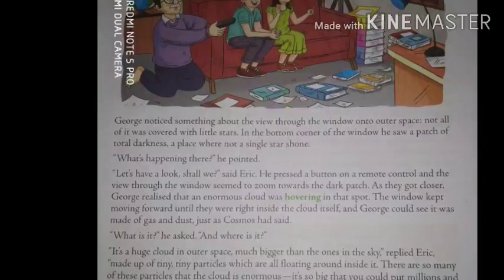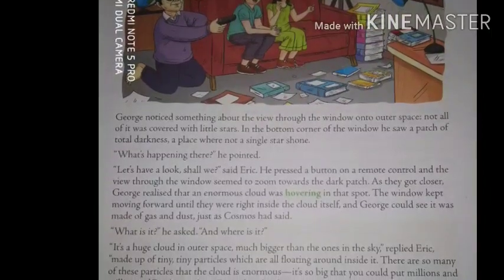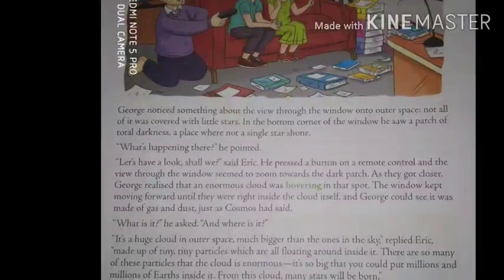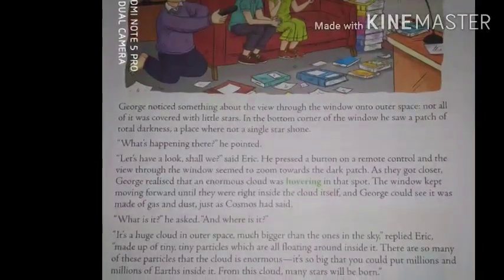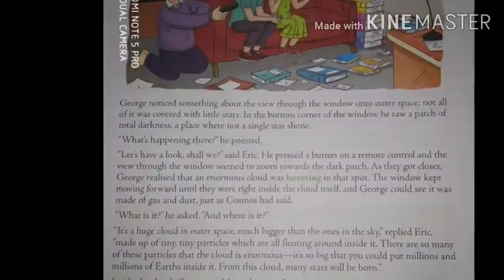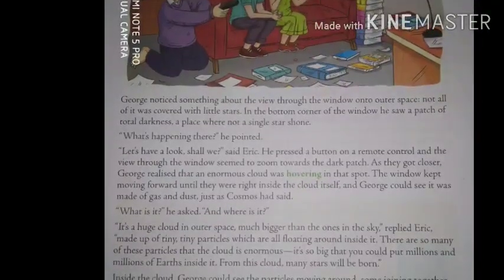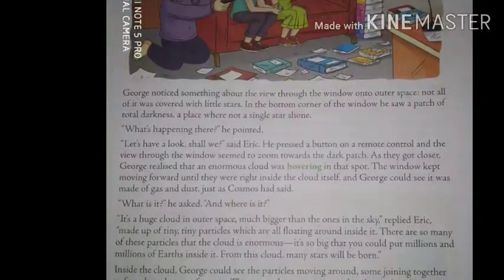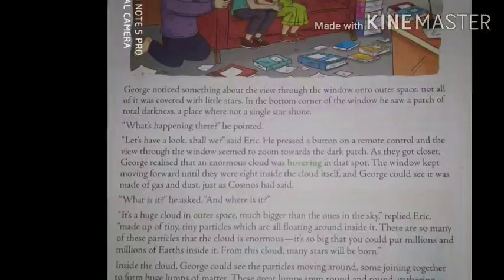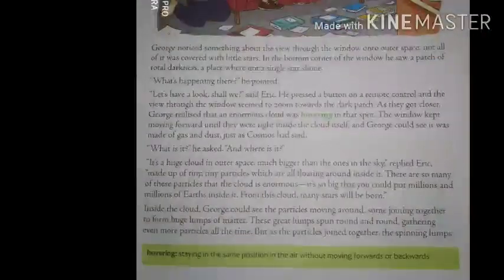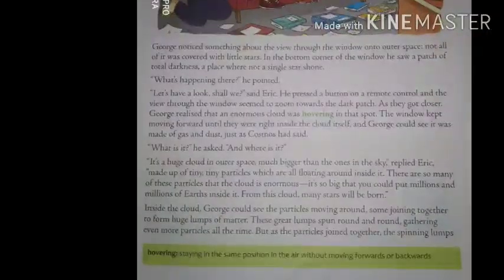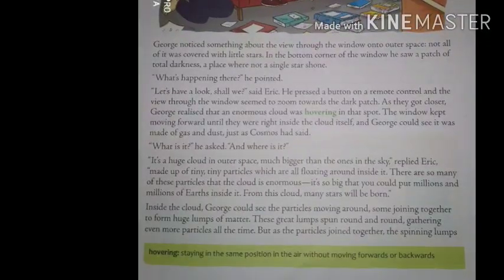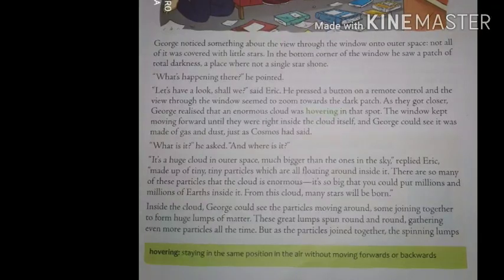"What is it?" he asked. "And where is it?" "It's a huge cloud in outer space, much bigger than the ones in the sky," replied Eric. "Made up of tiny, tiny particles which are all floating around inside it. There are so many of these particles that the cloud is enormous. It's so big that you could put millions and millions of Earths inside it. From this cloud, many stars will be born."